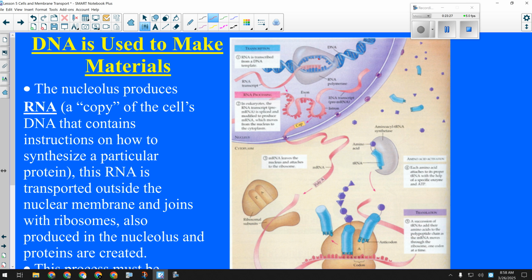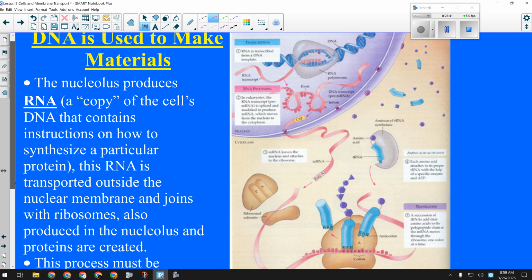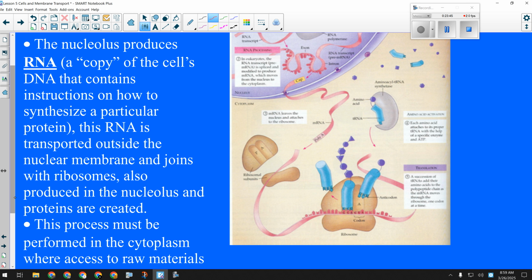All right, so the nucleolus produces RNA, copies your DNA. A copy of the DNA that contains instructions. That RNA goes outside the nuclear membrane and joins with ribosomes. And the ribosomes, which actually are also produced by the nucleolus, will make the proteins. They'll assemble the amino acids in the correct order. So what do we need to get from this slide? The nucleolus copies DNA, ribosomes make protein. That's what we need to get from that.